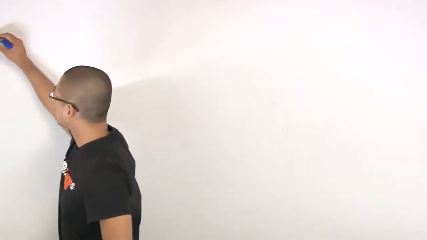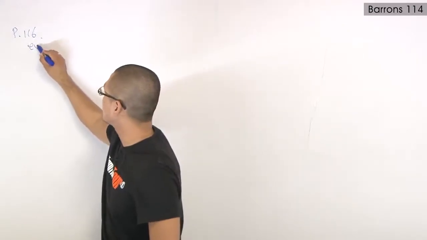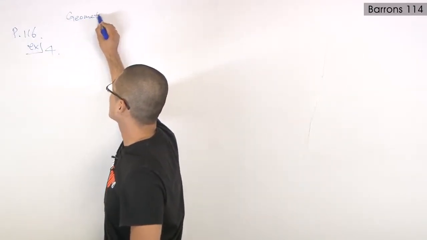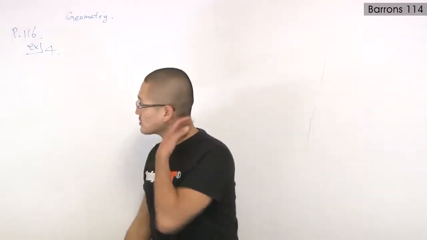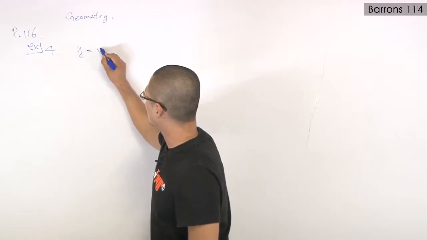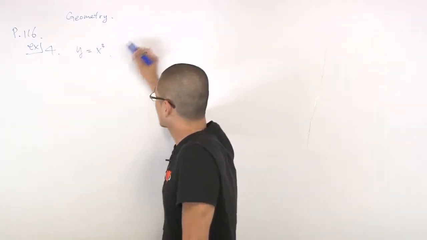I just want to give you guys a little bit of what the book doesn't say about these things. Here we have page 116, example 4. We are talking about geometry and measurement. I'll just write geometry. So we have y equals x cubed, the regular cubic kind. I'm just going to draw it later.